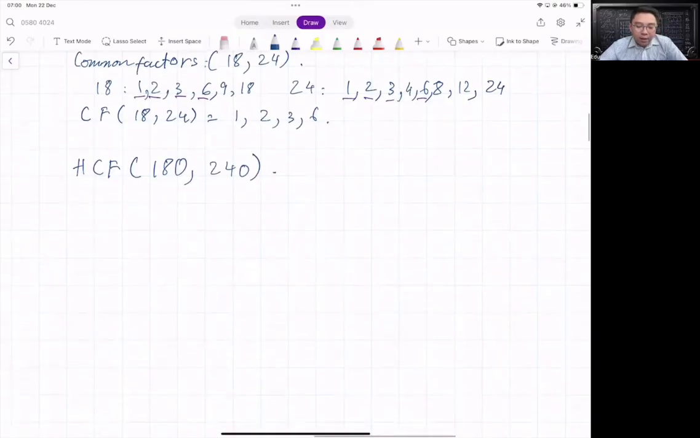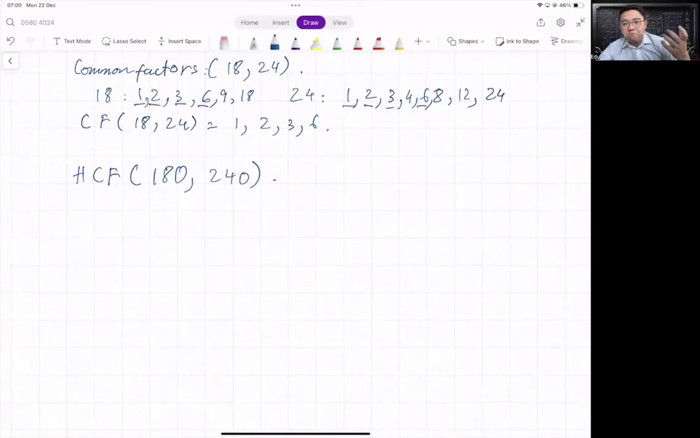Some of you may be able to see that it's just 10 times the highest common factor from the previous two. But in the exam, well, they may be lenient and give you this, but that's not the intended way of doing things. The intended way, which I'm going to show you, is prime factorization. So we need to use prime factorization.